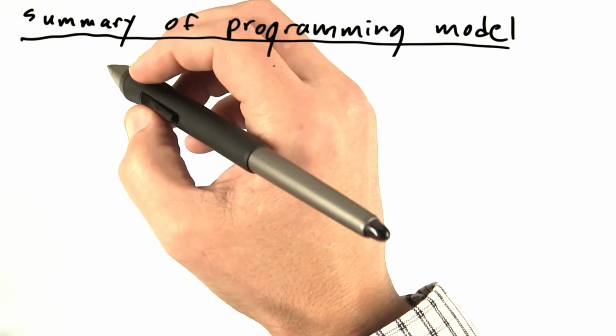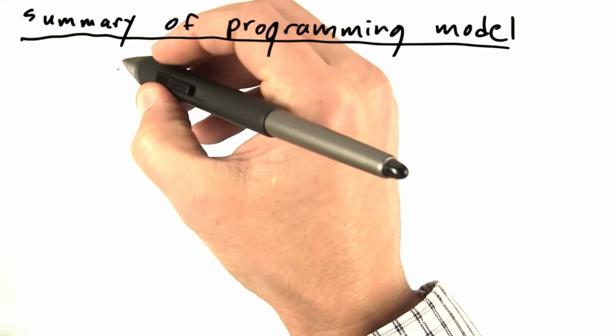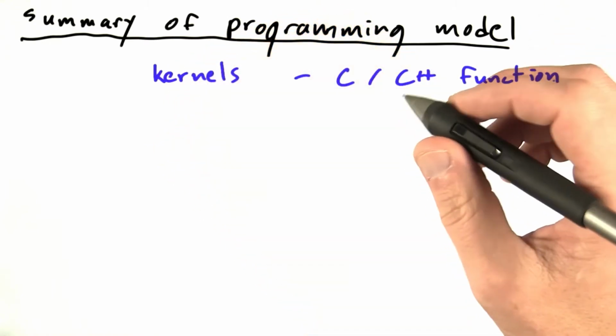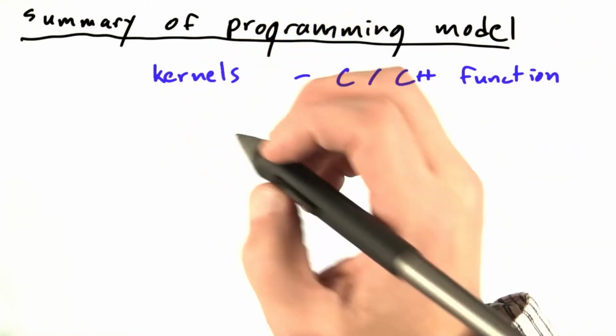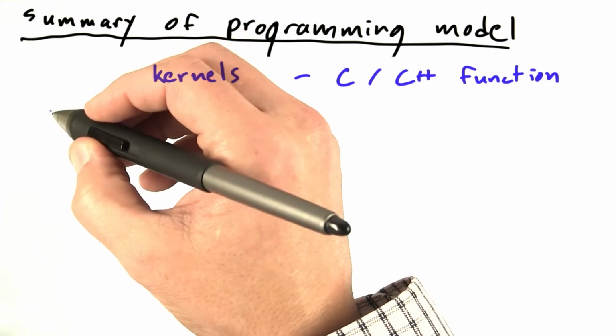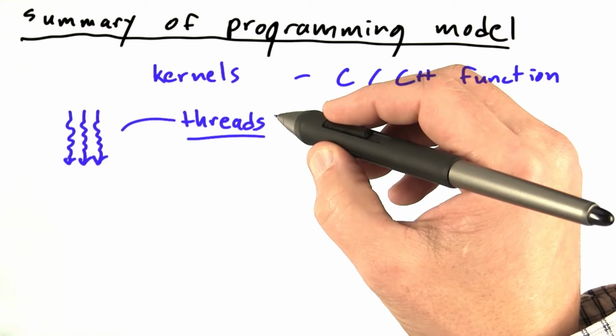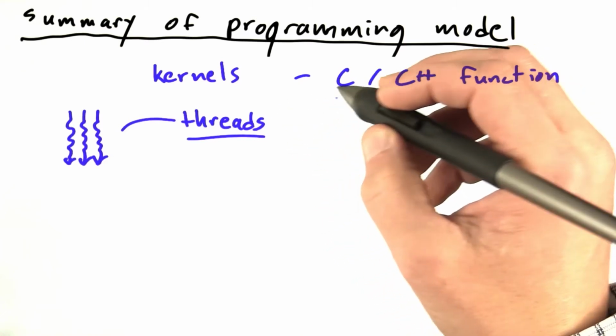So your job as the programmer is to divide up your program into smaller computations called kernels. A kernel, in our case, is a C or C++ function. And the key idea of a kernel is that it's going to be performed by many threads. A thread is a path of execution, a thread of execution through the program code.